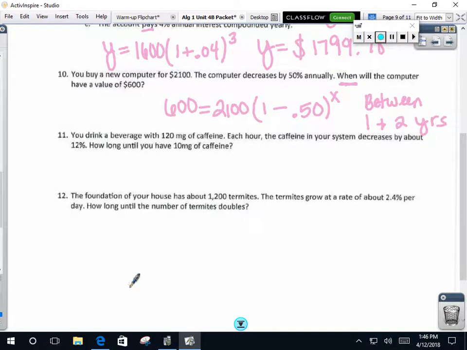You drink a beverage with 120 milligrams of caffeine. Each hour, the caffeine in your system decreases by about 12%. How long until you have 10 milligrams of caffeine? So, y equals, you start off with 120 milligrams, and then each hour it's decreasing, so 1 minus 12%, which is 0.12, but it says how long, which lets me know we don't know the time period. It's unknown, so that 10 must be the y value. So you will graph this and figure out which x value has a y value close to 10.